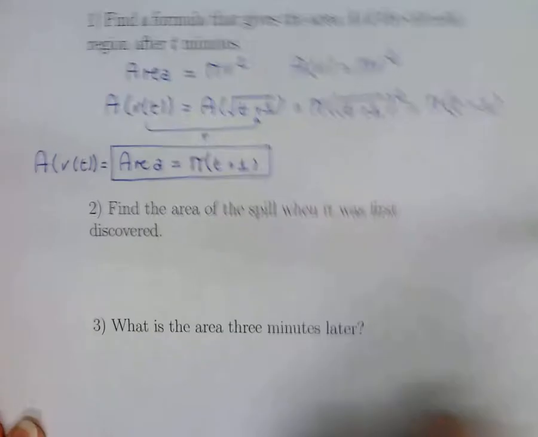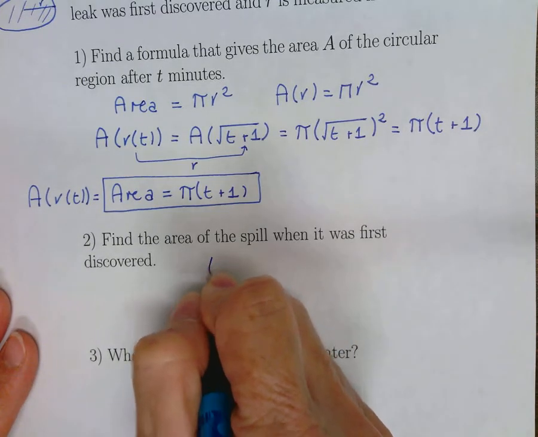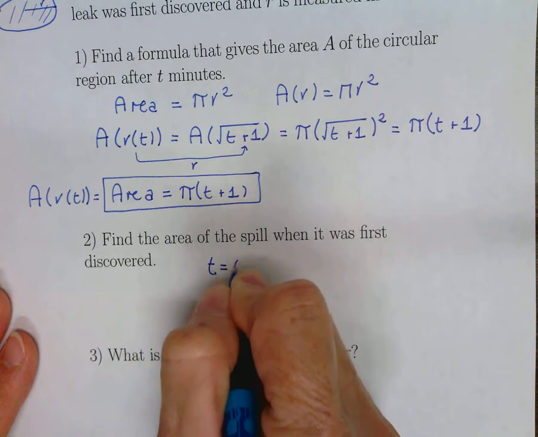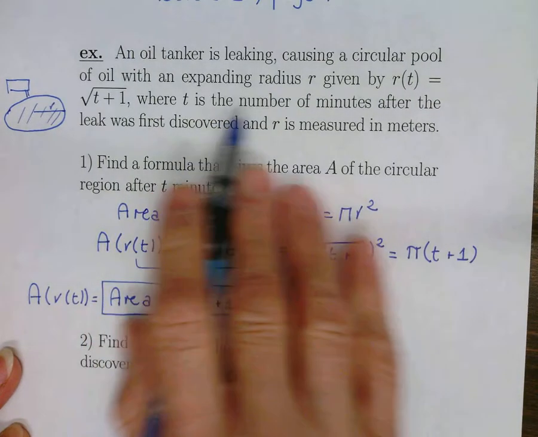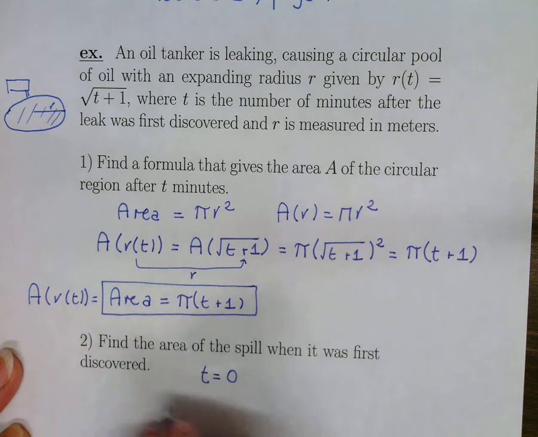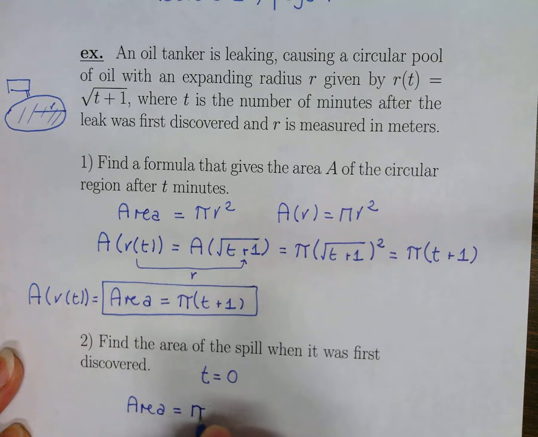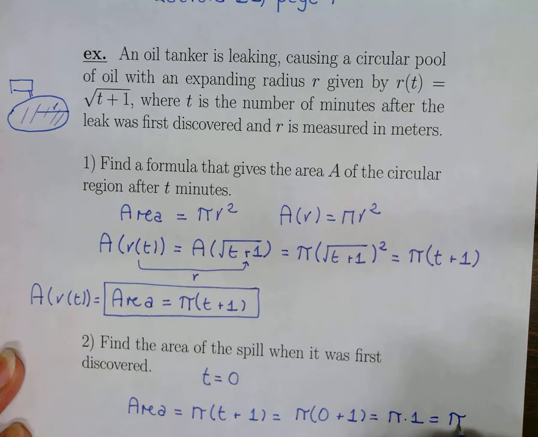Okay? What's the area of the spill when it was first discovered? What's the time when it was first discovered? T equals 0. Okay? Because remember what it says. T is the number of minutes after it was first discovered. Okay? So area equals pi times t plus 1 equals pi times 1, or just pi what?